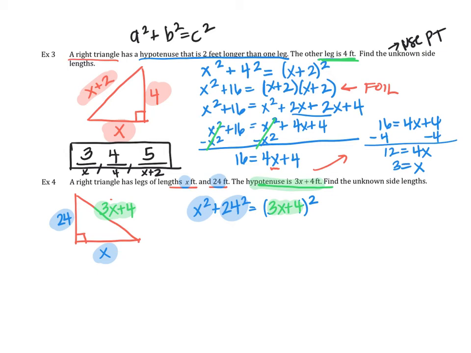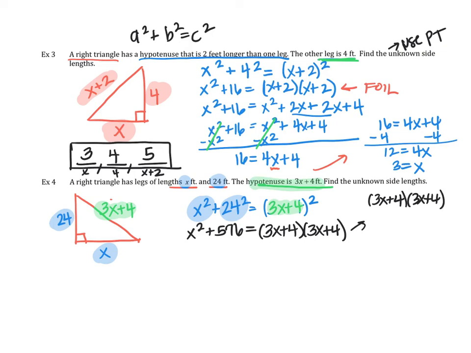So I have x squared plus 24 squared equals the quantity of 3x plus 4 squared. So here's where the fun begins. So we are going to write this out, x squared. So 24 squared, when I type it in my calculator, is 576. And that's going to equal 3x plus 4 written out twice. So I'm going to do a little work off to the side, actually, just to keep my work clean. And I'm going to FOIL this out.